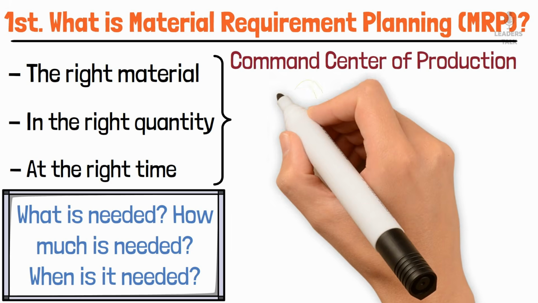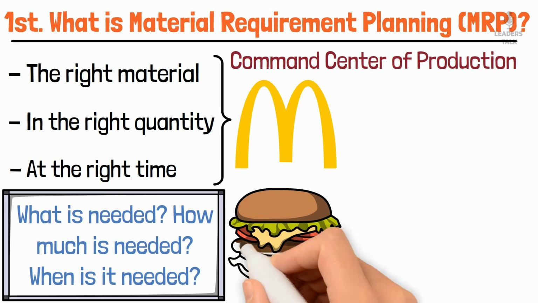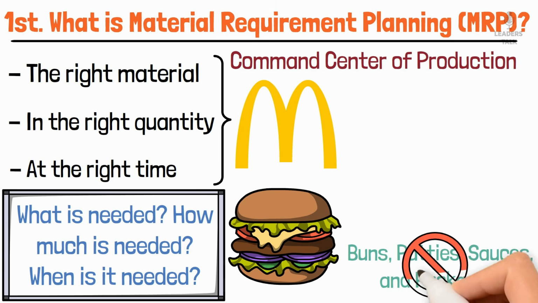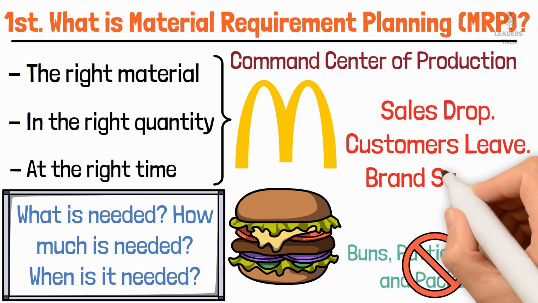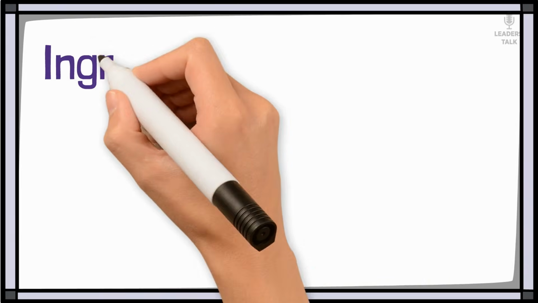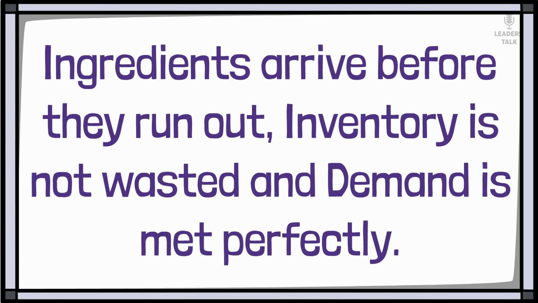For example, let's take McDonald's. Every day they serve millions of burgers globally. Now think, buns, patties, sauces, and packaging. If one ingredient runs out, even for a few hours, sales drop, customers leave, brand suffers. MRP ensures ingredients arrive before they run out. Inventory is not wasted and demand is met perfectly.